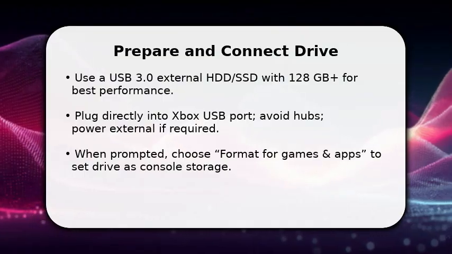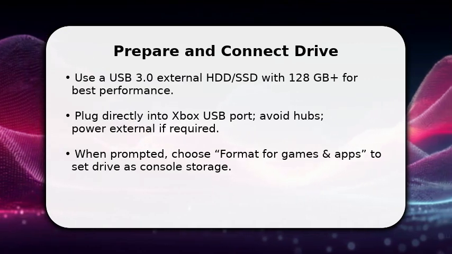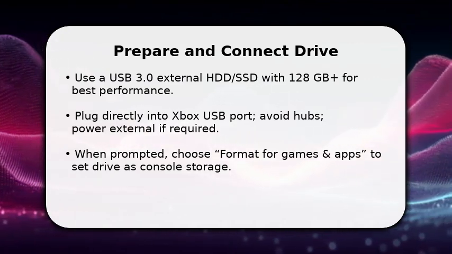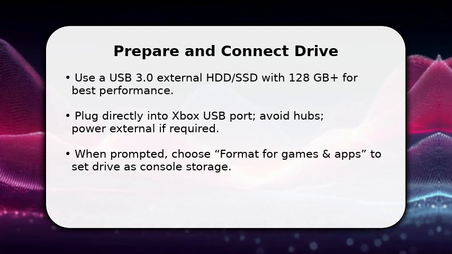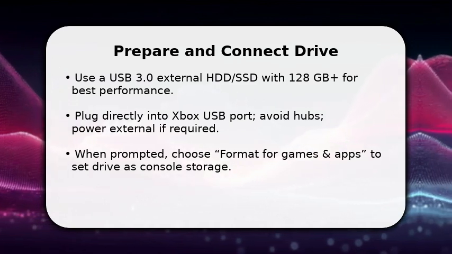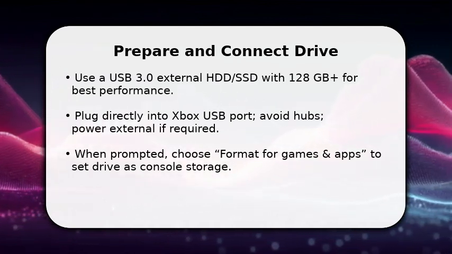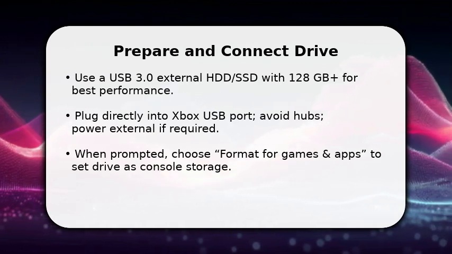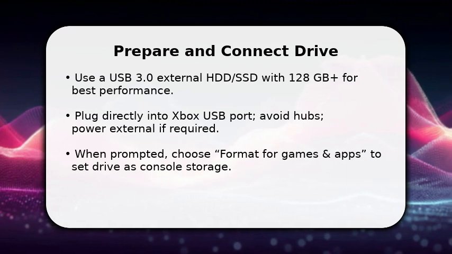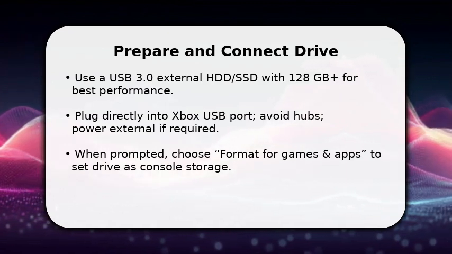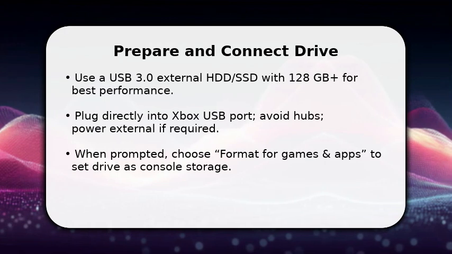You start by connecting a compatible USB 3.0 drive directly to the Xbox. Once done, the console detects it and prompts formatting. You choose Format for Games and Apps because that optimizes file structure and performance for installs. Make sure you back up any data first, since formatting erases the drive.